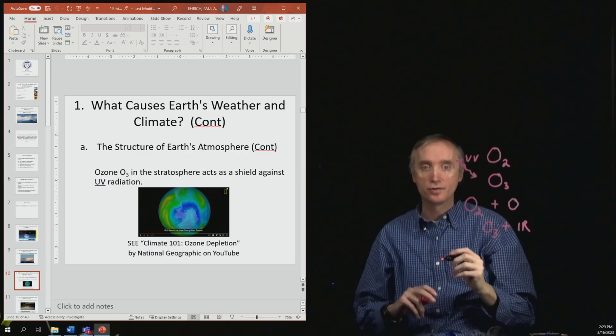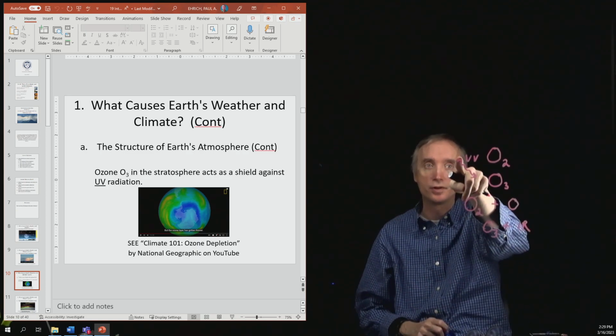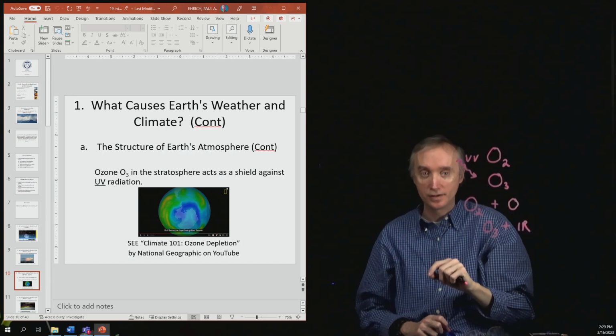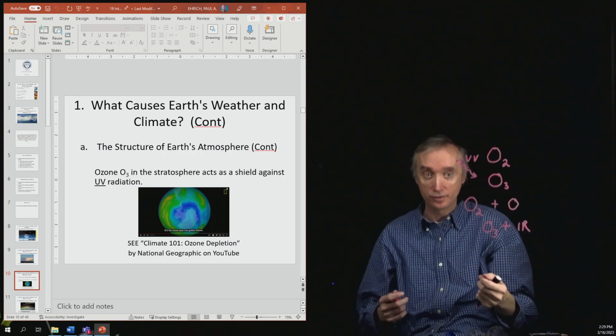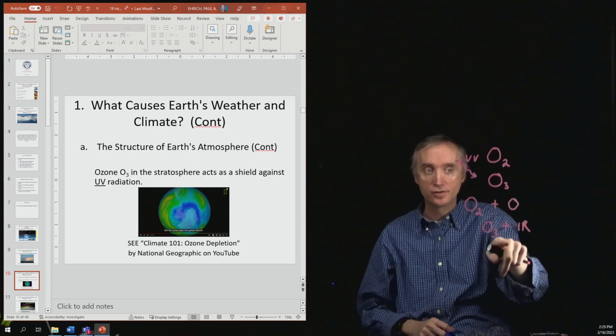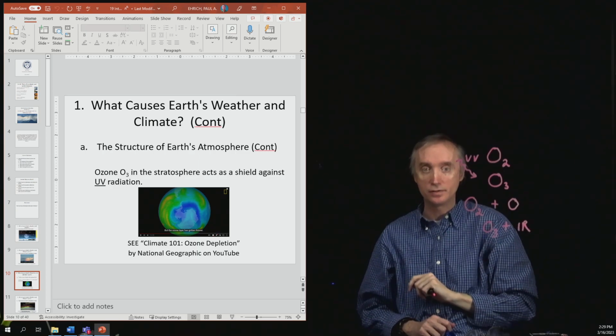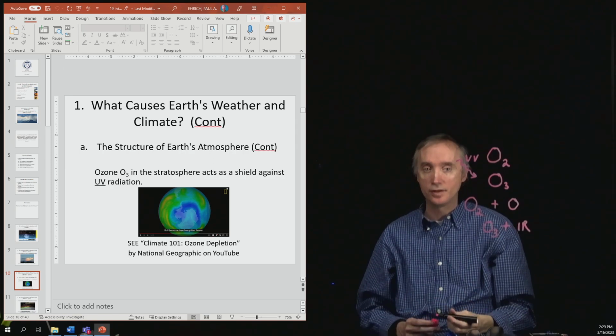The energy that came in was ultraviolet, which is bad because it can give you skin cancer and sunburns, but the ozone layer changes it into infrared, which is heat. So that's the purpose of the ozone layer in the stratosphere.